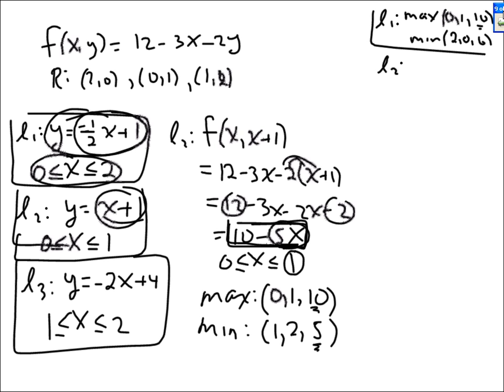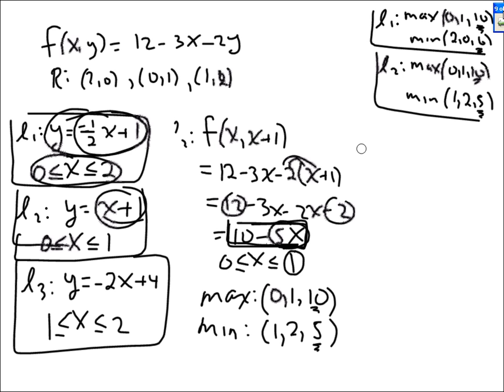This is the information from line 2. You have a max at (0, 1), and the max is 10. So the maxes so far were the same. They're both 10. You have a min at (1, 2), which is 5. In line 1, the min was 6, but in line 2, we got a min smaller. It is now 5. Okay, we do it for one more line, and we look at our results, and we'll be done.